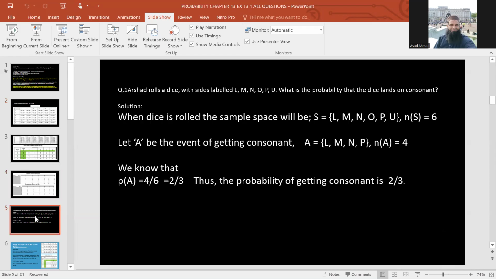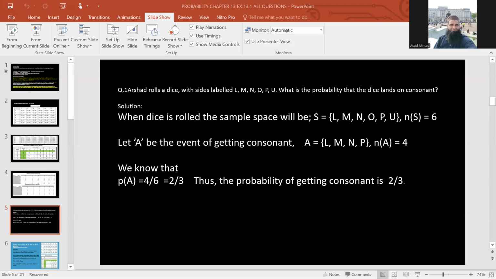So now we are directly going towards a question that is from exercise 13.1. Question number one. The question is exactly taken from the textbook, and it is written that Arshad rolls a dice with sides labeled L, M, N, O, P, U. What is the probability that the dice lands on the consonant? So we have to understand that when dice is rolled, the sample space will be L, M, N, O, P, U, because this time the dice contains alphabets L, M, N, O, P, U, not the numbers.